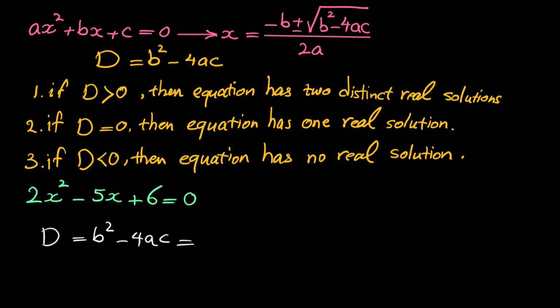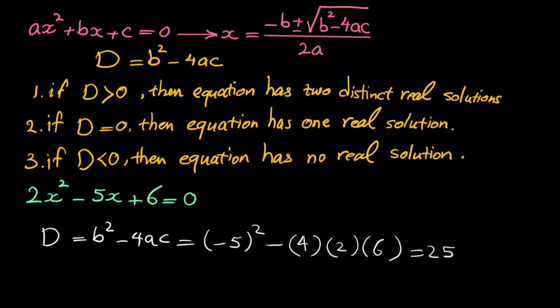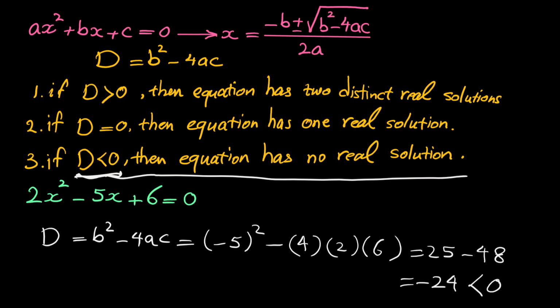So b to the 2 is negative 5 to the power of 2, minus 4 times a, which is 2, and c, which is 6. So the discriminant is 25, because negative 5 to the 2 is 25. 4 times 2 is 8. 8 times 6 is 48. 25 minus 48 is negative 23, which is less than 0. And immediately we can conclude that because the discriminant is negative, this equation has no real solution.